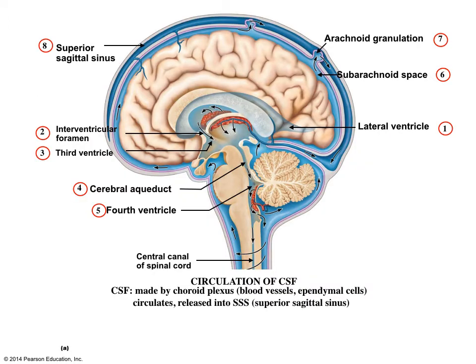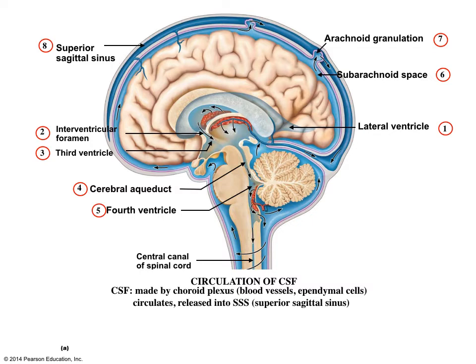CSF is synthesized by the choroid plexus, blood vessels, and ependymal cells. Choroid plexus is found in all four ventricles. CSF then circulates through the brain and spinal cord and is released into the superior sagittal sinus.